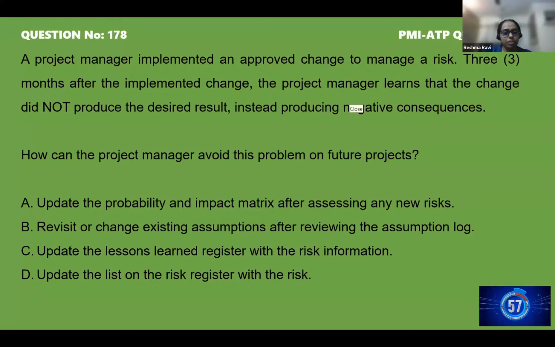So if I just go through the options, A, I'll just keep for the time being. B, revisit or change existing assumptions, I'll eliminate it. And the risk register list, I'll eliminate as well. I'll keep A and C for the time being. And if I compare A and C, I think C is the right option.